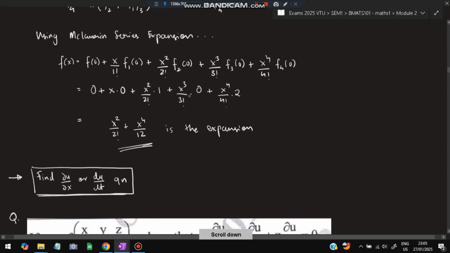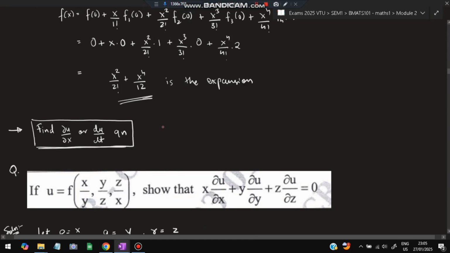The next type of question is finding out partial derivatives. Partial derivative is the next question. This is also a very important one. So usually in module 2, the first question is Maclaurin series, then comes the partial differentiation. This can come in the second part also, but usually it comes in the first part as well.